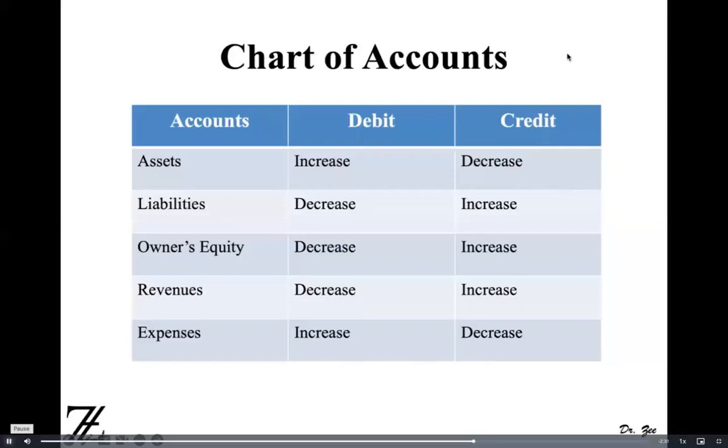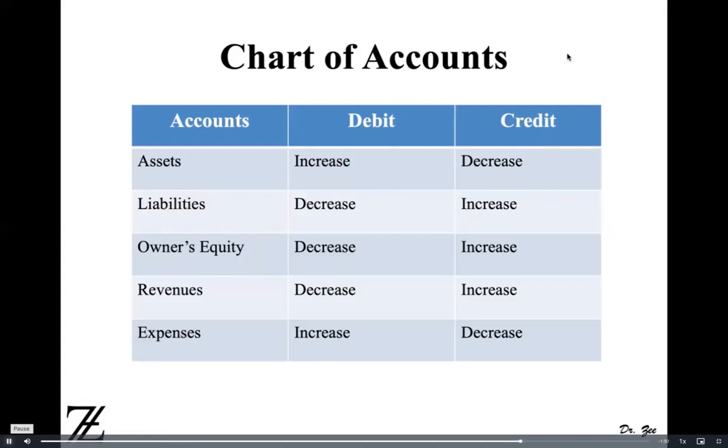Next is liabilities. When liabilities increase, we credit. When liabilities decrease, we debit. So if we are buying material or anything on credit, our accounts payable is going to increase. That increase means our liability is increasing, we have to pay it off sometime, so we credit that account. When liabilities decrease, when we finally pay off whatever we have bought on credit, if we have an accounts payable balance and we pay it off, then our liabilities are going to decrease.